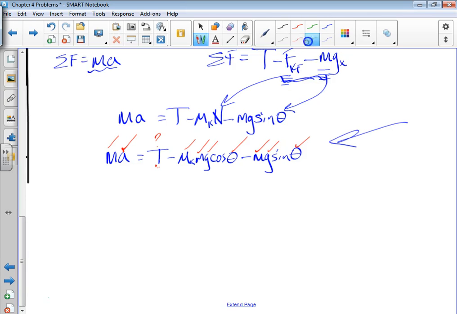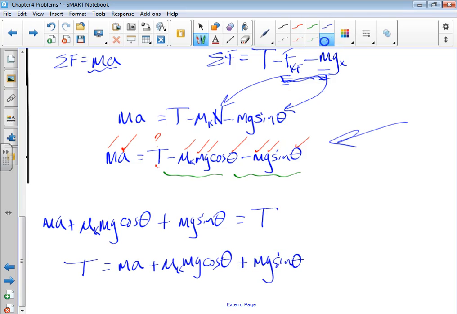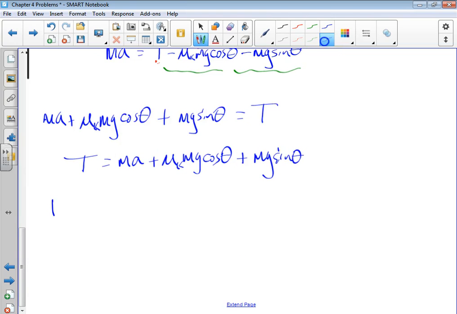We're going to add this and this to both sides, which is going to leave us with ma plus mu kinetic mg cosine theta plus mg sine theta equals the tension. Or, since I like having the unknown on the left, tension is equal to ma plus mu kinetic times mg cosine theta, the normal force, plus mg sine theta. And now I can plug in everything I have and see if I can use my calculator correctly and get the correct answer.